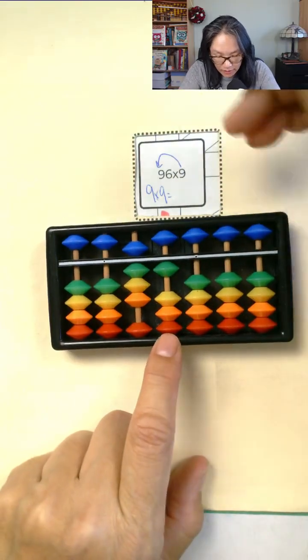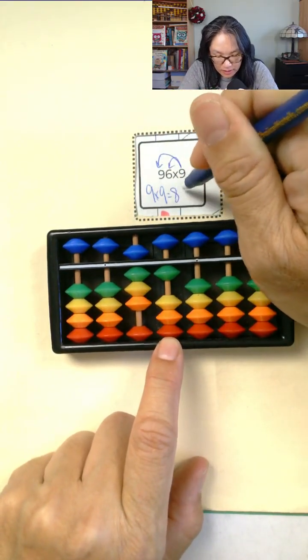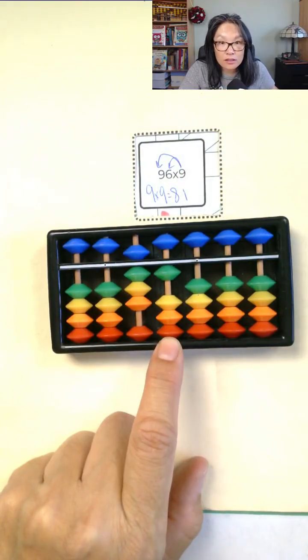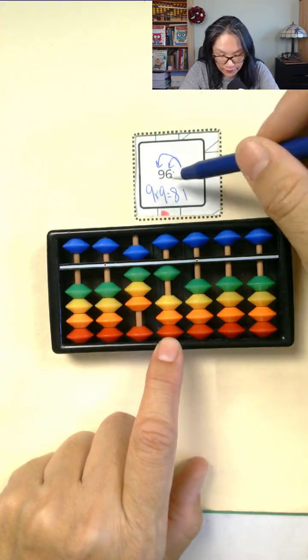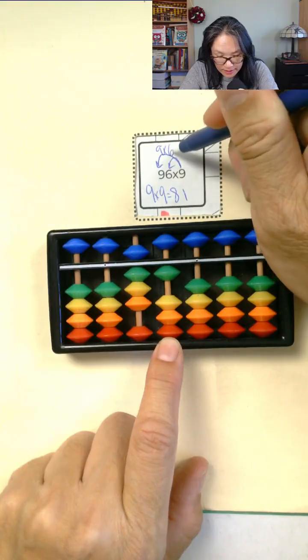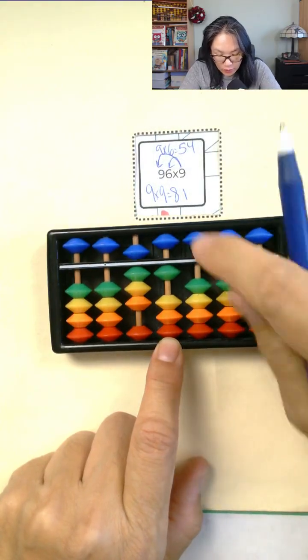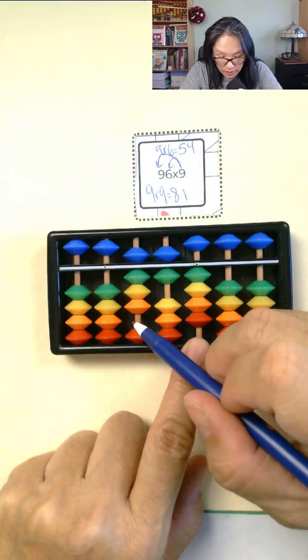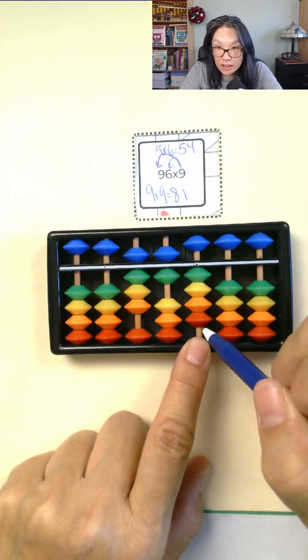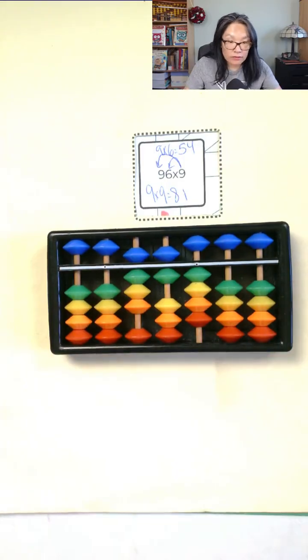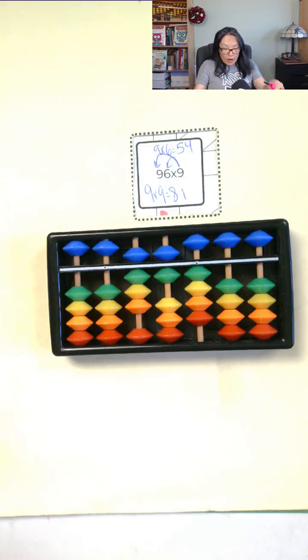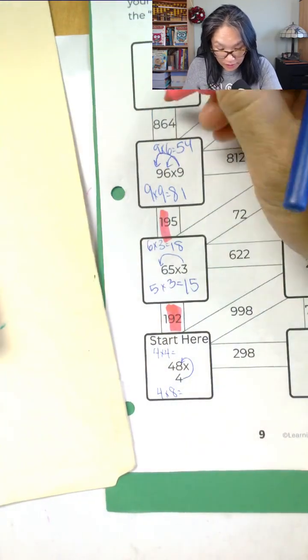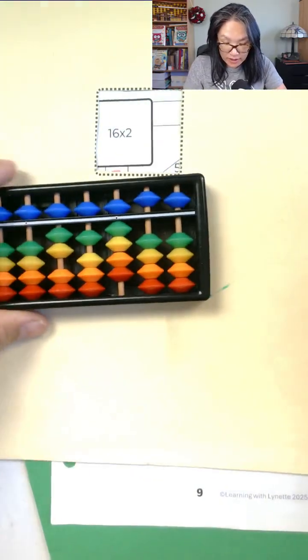And then we're here. We have 9 times 6. 9 times 6 is 54. We add our 5, and then we add our 4. So my final answer is 864, right? So what we're doing is distributive property, and this is how we do it on the abacus. 864 takes me over here.